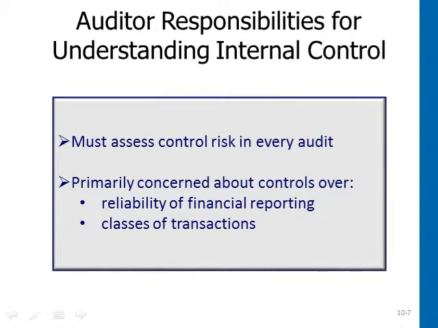The auditor's responsibility, though, is different from that of management's responsibility. The auditor is not responsible for designing the internal controls. The auditor is not responsible for ensuring that the internal controls have been implemented and are being executed as intended. The auditor is looking at those controls, looking at the organization, looking at the results of the financial reporting for the organization, and determining whether the control risk is adequate to ensure the accuracy and reliability of the financial reporting. And so there we're saying that the auditor is mostly concerned over reliability of financial reporting and classes of transactions.